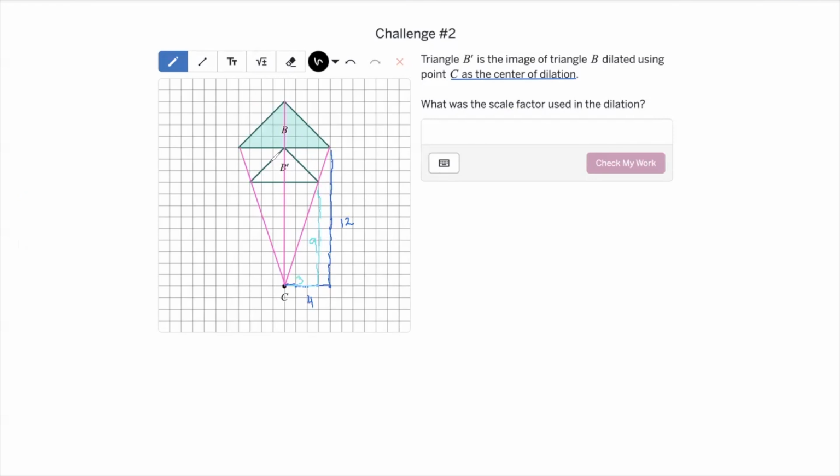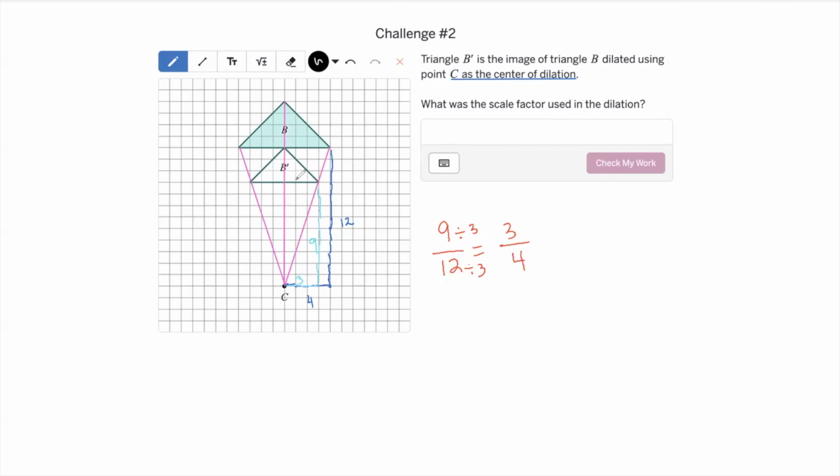So if I'm looking at how much farther away it is from C, if the original B is 12 away and the new one is 9 away, or you could also say 3 away and 4 away, then I know that it's 9/12 of the distance that B prime is from point C. So if it's 9/12 of the distance, we can reduce that, we could divide these each by 3, so it's 3/4.